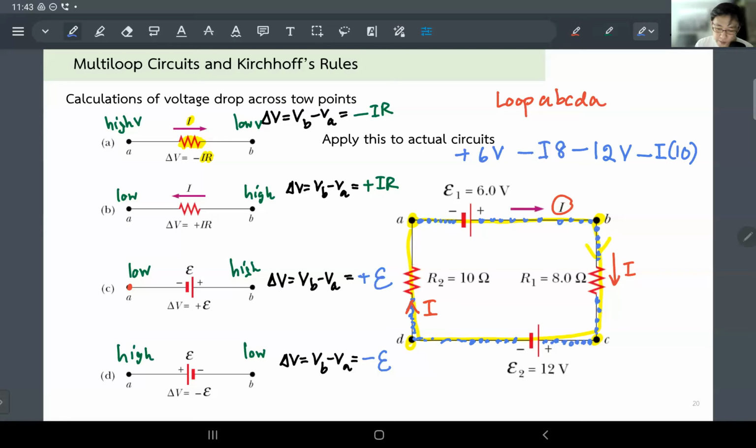You keep walking. Now you are done. You complete the whole loop. The sum of the delta V that you collected along the way must equal 0. And from this equation, you can figure out what I equals, and you're done. The reason I don't really care which direction the current is supposed to flow is that you can assume the current flows clockwise or counterclockwise, it doesn't matter, because if your solution from this equation gives you a positive number, it just means that the direction of the current you assumed is already correct.